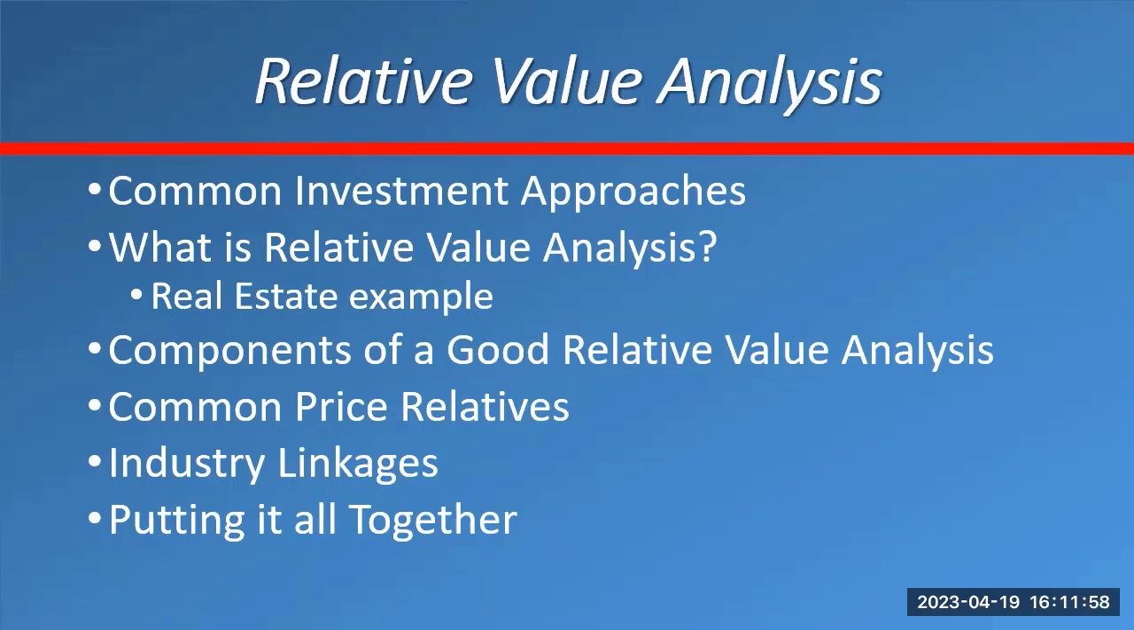So what's a good one? What's a bad one? And then you have to figure out what industry. So if you're doing a retailer, do you use price to earnings? Do you do EV to sales? Do you do EV to EBITDA? Do you do price to book? If you're doing an insurance company, which do you do?